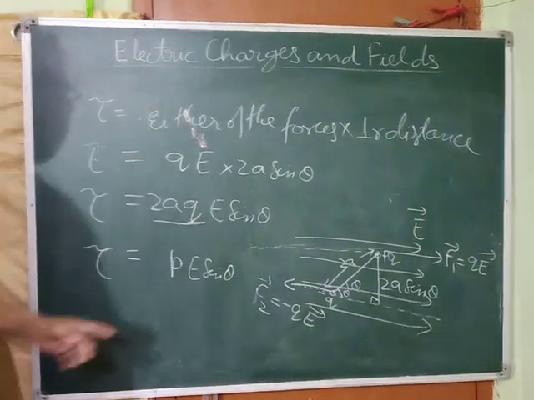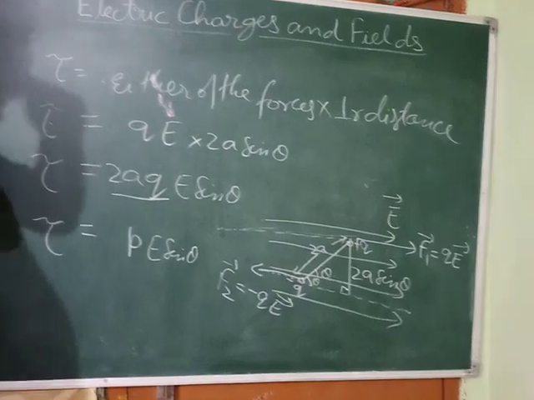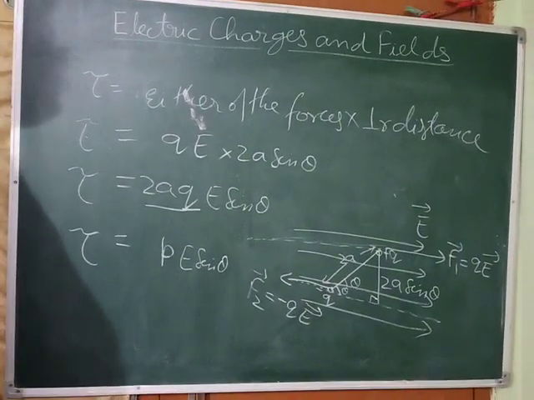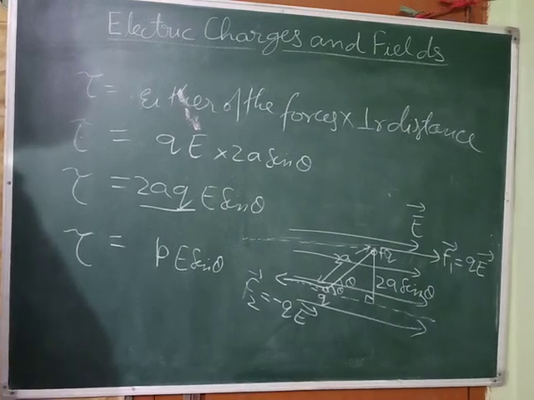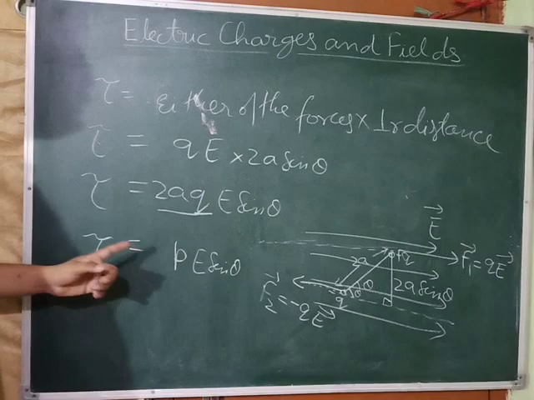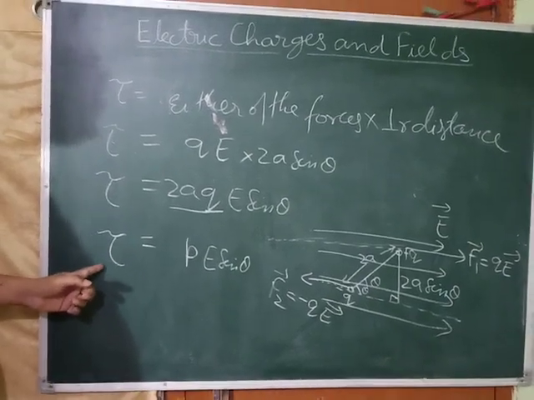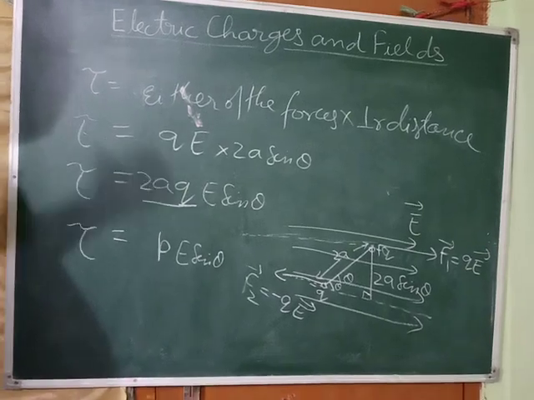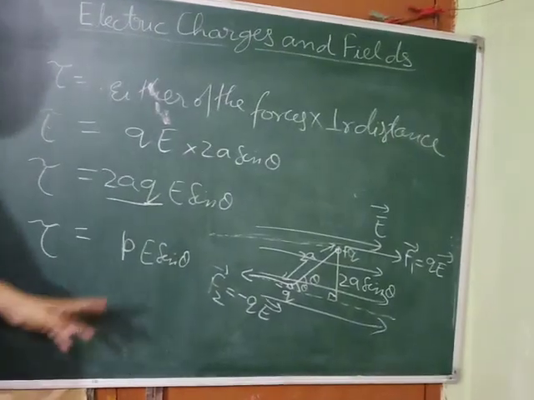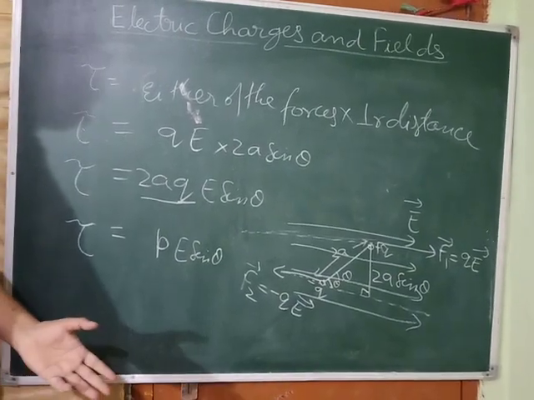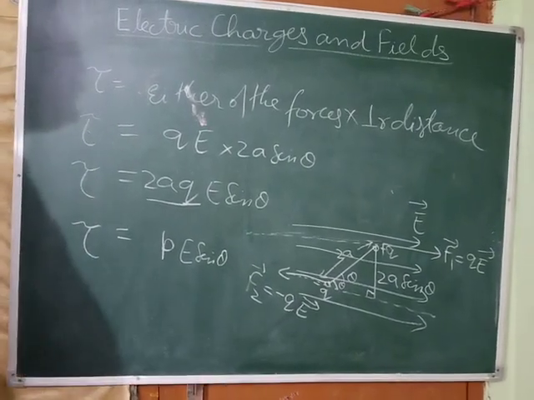Now tell me, is P a vector quantity? Yes. Electric field? Yes. So between two vector quantities, only two types of products are possible, dot and cross. But if you take the dot product, you must get a scalar result. But here it is torque. Is torque a scalar quantity? No way, it is a vector quantity. So as it is a vector quantity, what is the possibility of multiplication between P and E? It should be a cross product. Only then can we get the result as a vector.